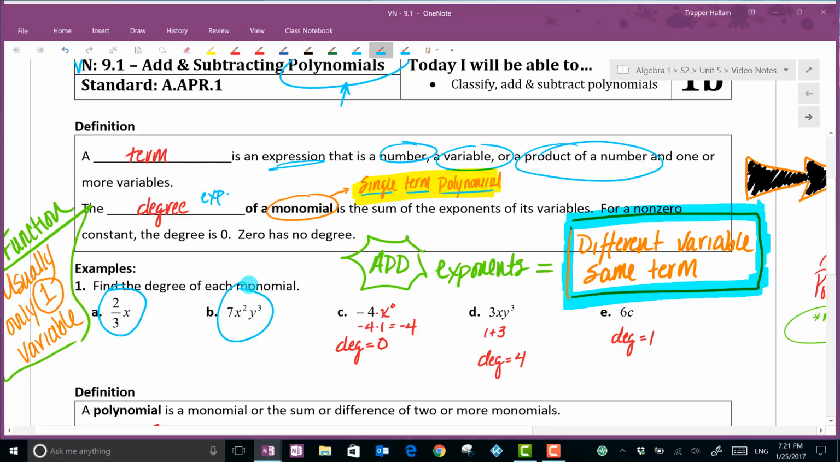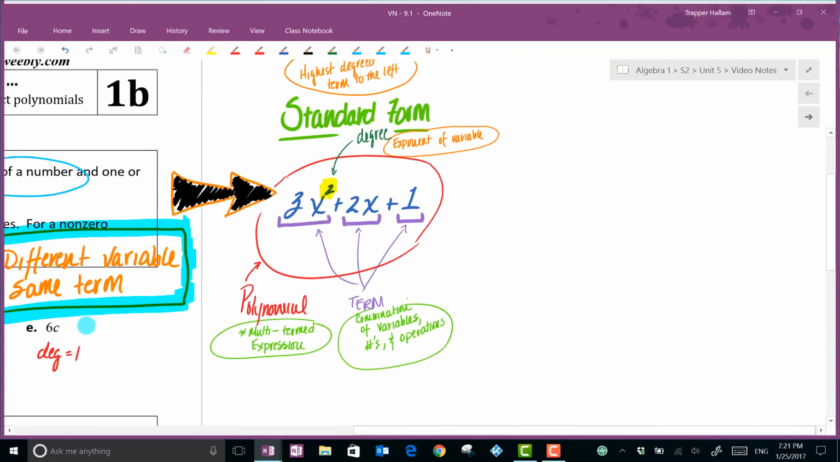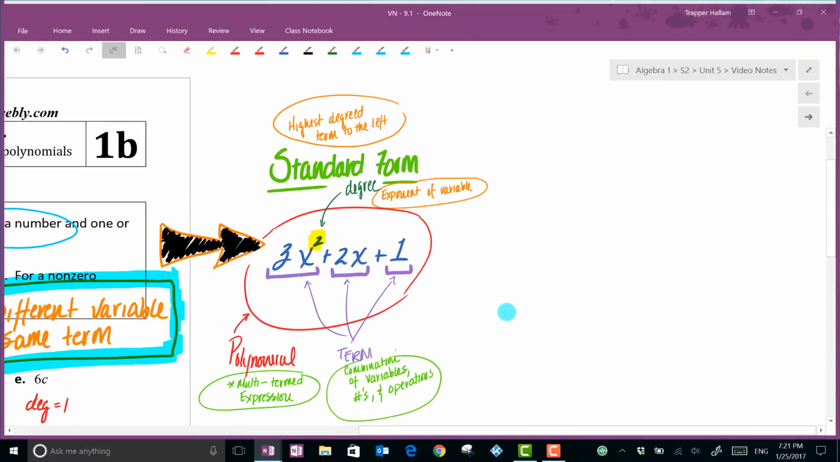Okay. Let's review all of that together in one quick little picture, just so you can see. This would be a great thing to add down to your notes. It's a nice review of everything all smashed together. Let's start here. This whole thing together, the whole red circle, is the polynomial. Remember, it's a multi-termed expression. Expression meaning there's no equal sign, correct? Notice there's not one there.